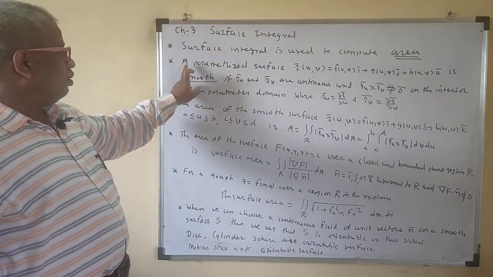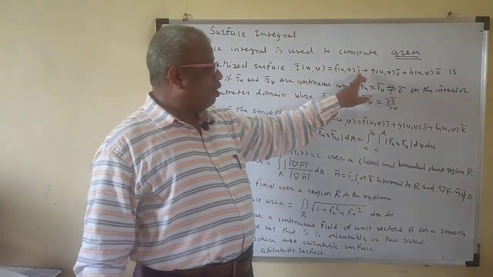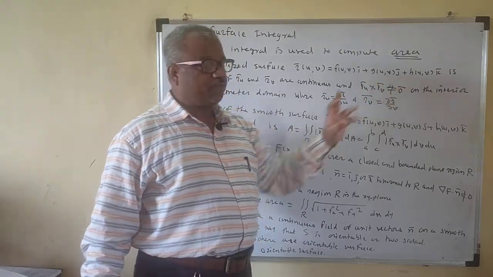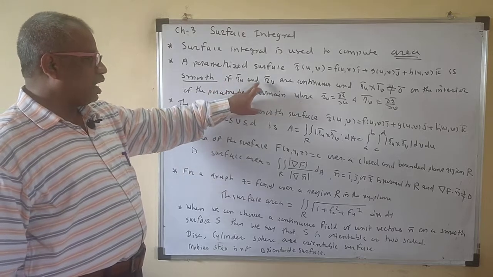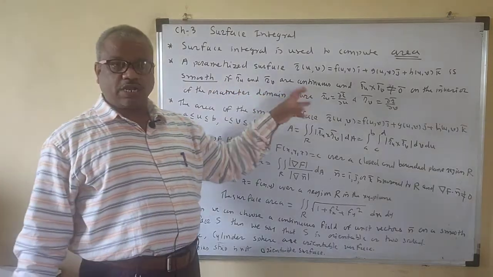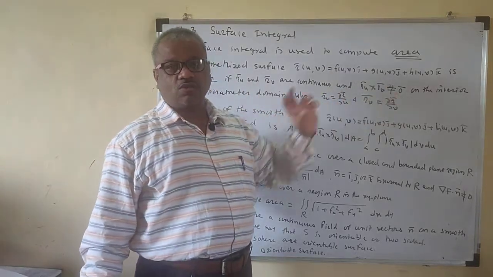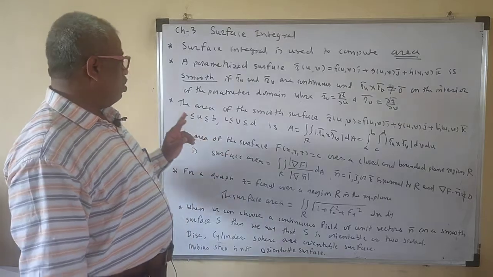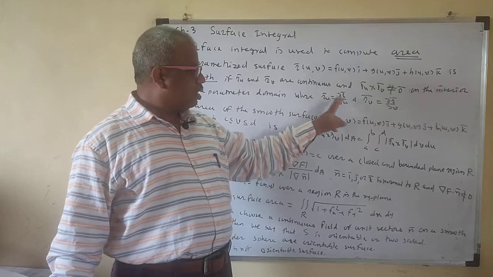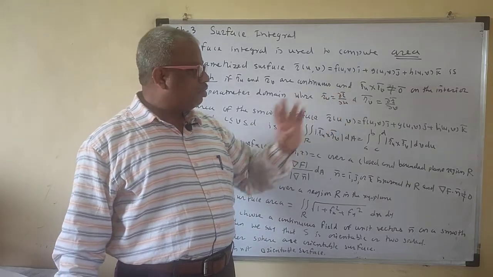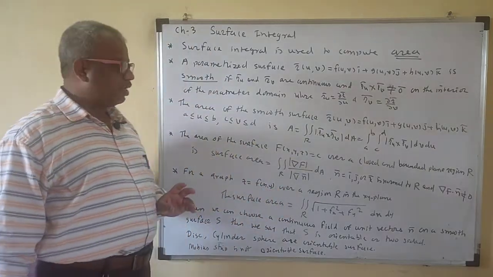A parametric surface r bar of u, v, equal to f of u, v i bar plus g of u, v j bar plus h of u, v k bar, is smooth. This is a very important definition. It is smooth if r_u bar and r_v bar are continuous, that means the first order partial derivatives are continuous, and their cross product is not a zero vector on the interior of the parameter domain. Here r_u bar means the partial derivative of r bar with respect to u, and r_v bar means the partial derivative of r bar with respect to v.